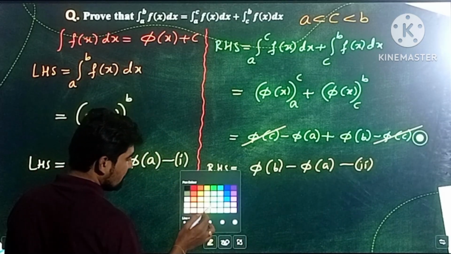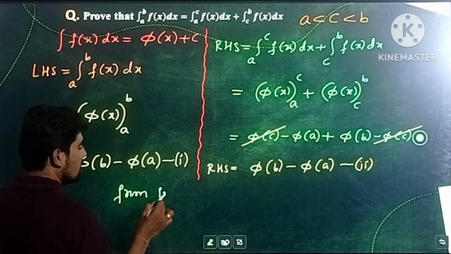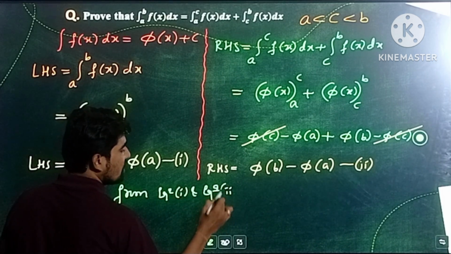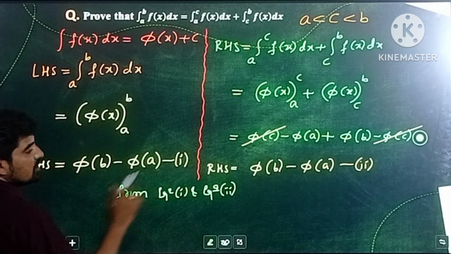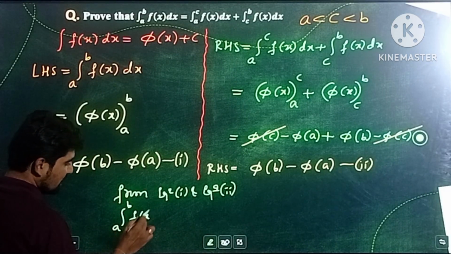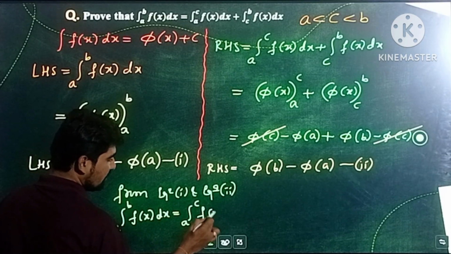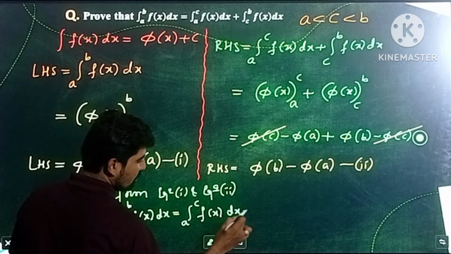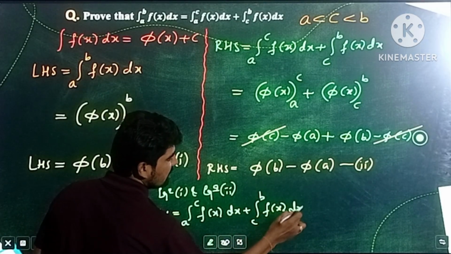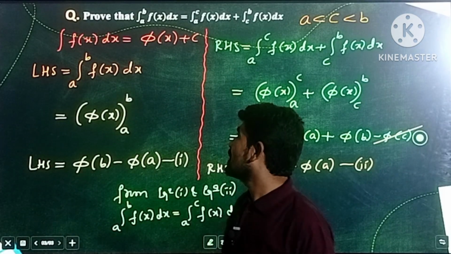Therefore, from equation 1 and equation 2, we conclude that LHS equals RHS. It means integration from a to b of f(x) dx is equal to integration from a to c of f(x) dx plus integration from c to b of f(x) dx. I hope all of you understood how to prove this property.